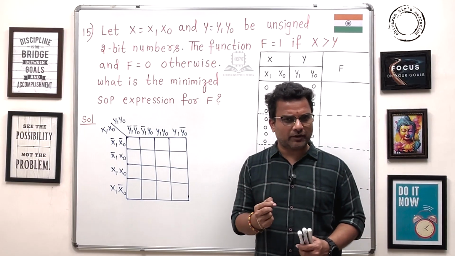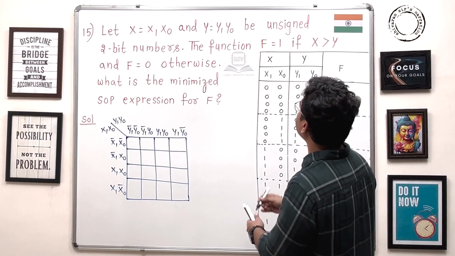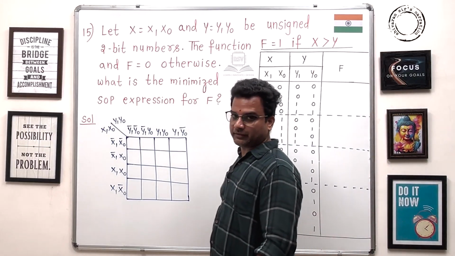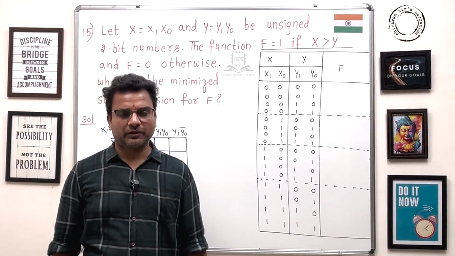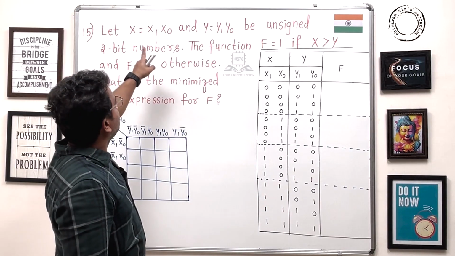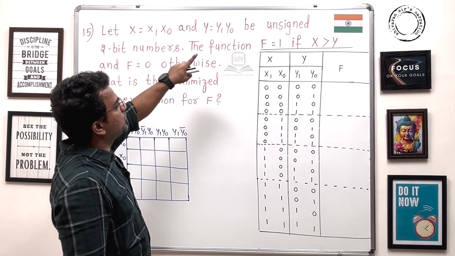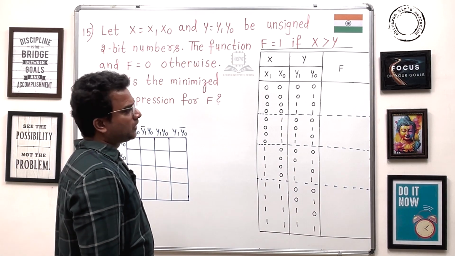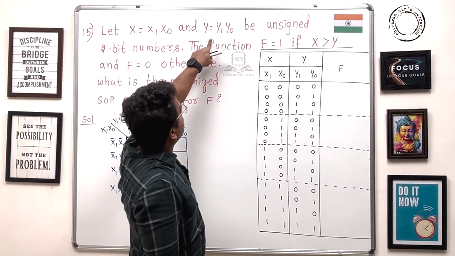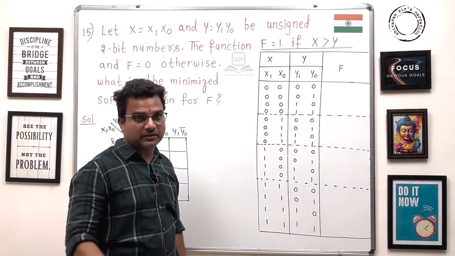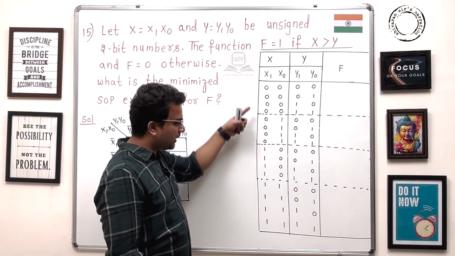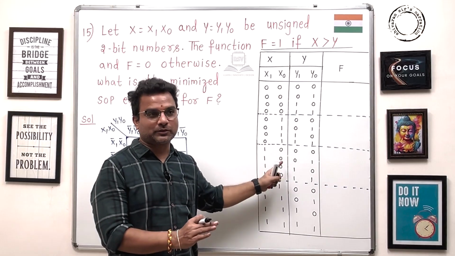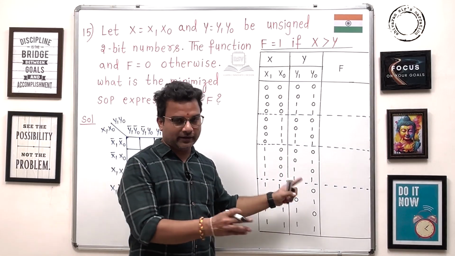What is the design requirement? The design requirement is f equals 1 if x is greater than y, otherwise f equals 0 only. Here x is equal to x1 x0, y is equal to y1 y0. They are unsigned 2-bit numbers only. Hence, as there are 2 plus 2, that is 4 variables, we will get 16 combinations. To optimize the time, I have already written the truth table combinations.